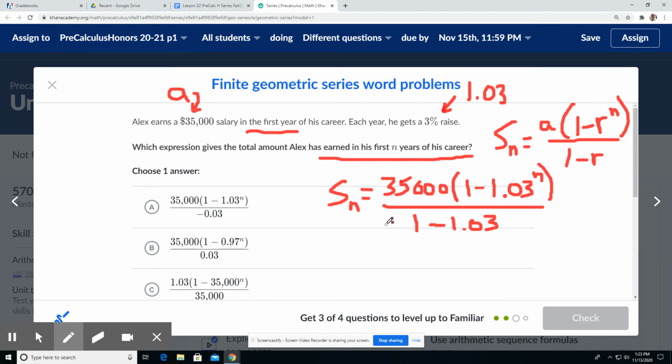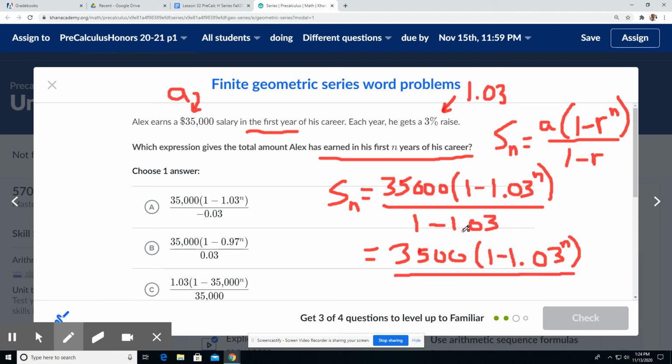Okay. We'll just go ahead and simplify what we can here. Looks like the only thing is on the bottom. What's bigger, 1 or 1.03? That's equal to 35,000 times 1 minus 1.03 to the N. You cannot combine these. This one's trapped by that variable. 1 minus 1.03 is negative. This one's bigger, 0.03. It's the extra stuff.